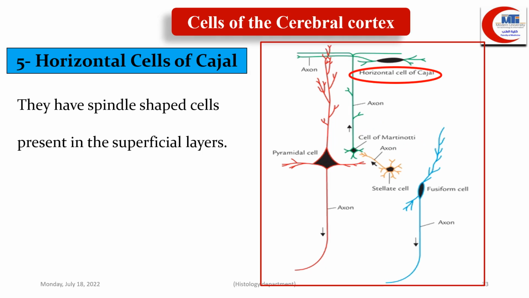Horizontal cell of Cajal, this is the fifth type of cell in the cerebral cortex. They are spindle-shaped cells. You can see on the diagram here, it is labeled horizontal cell of Cajal. As regards the site of this cell, it is present in the superficial layer.